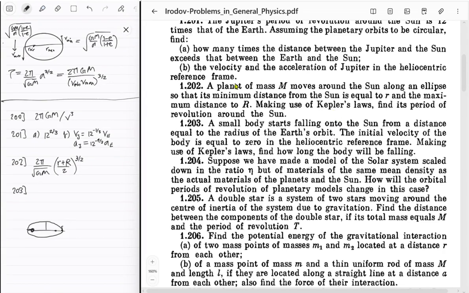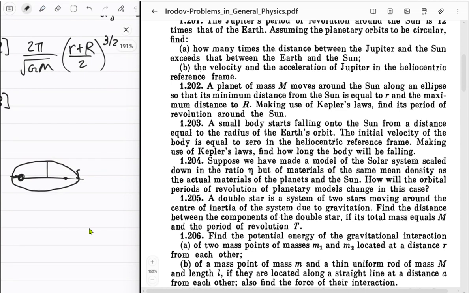No, okay, that's 202. You want how long the body will be falling. Okay, okay. But wait, what? So it's got this distance. You want to figure out, to cover this distance, how much? Oh, this is weird. Huh.